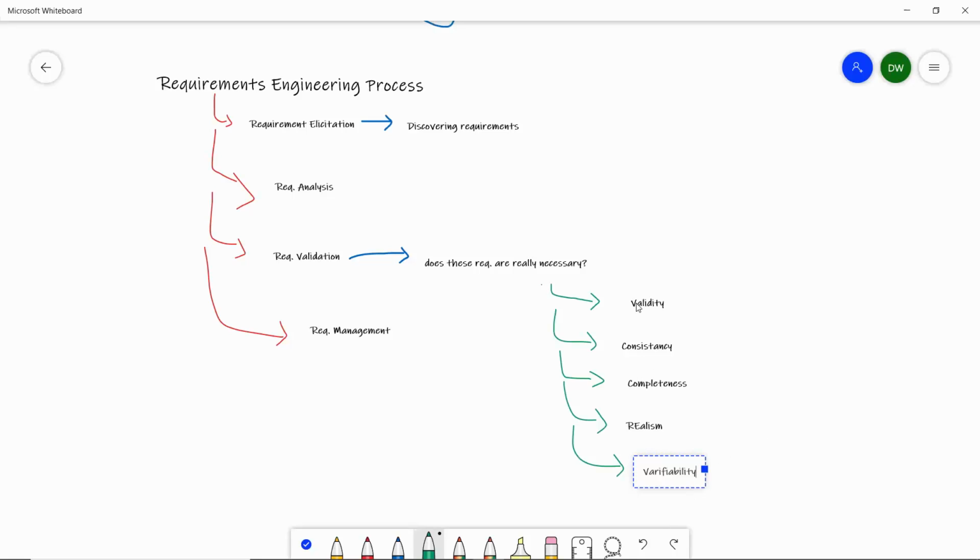So validity means that in this phase we will have to check whether the requirements are valid. That means whether these requirements provide the functionalities which best fit the customer's need, right? So validity means you will have to check whether the requirements you have gathered best match your customer's need. And consistency means you will have to check whether there are conflicts.